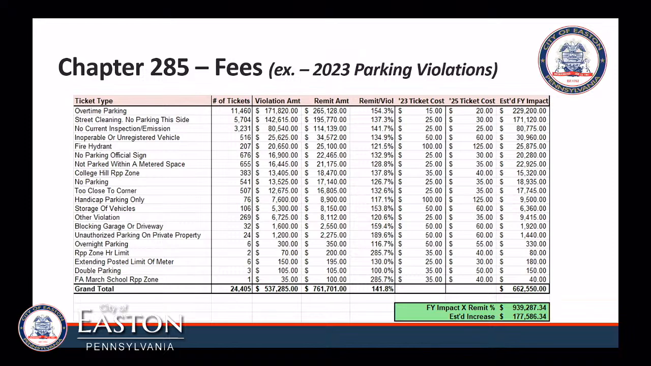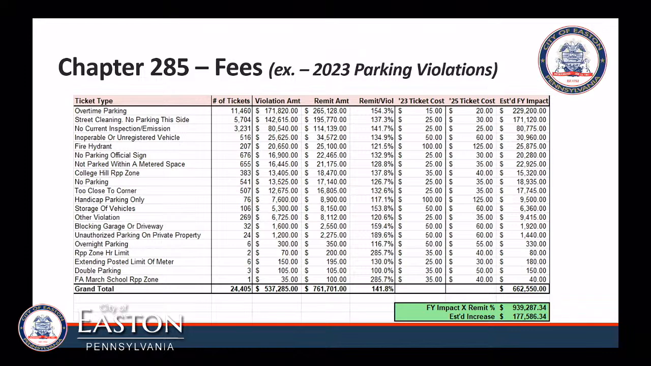If you look at that and compare the rate of ticketing back in 2023, and now use the proposed new fee structure in the 2025 ticket cost column, you'll see that we are estimating about $178,000 in additional fees.